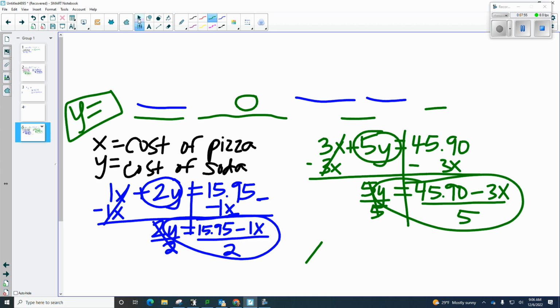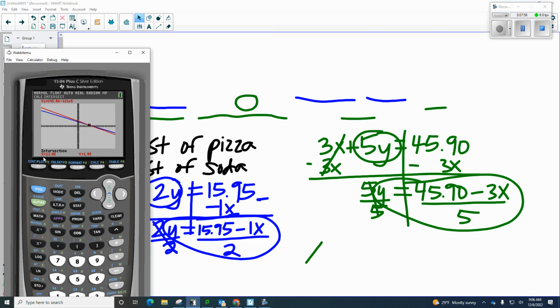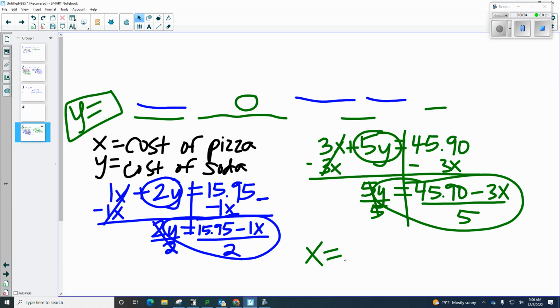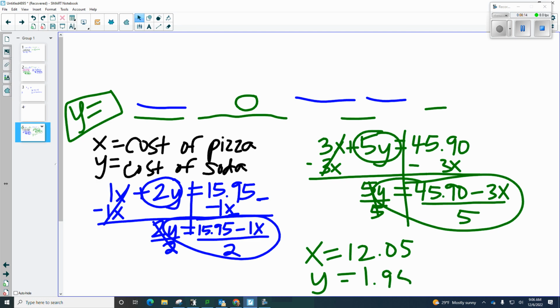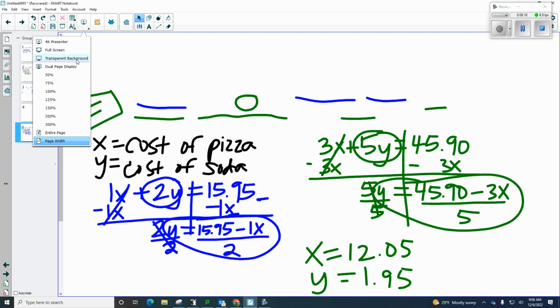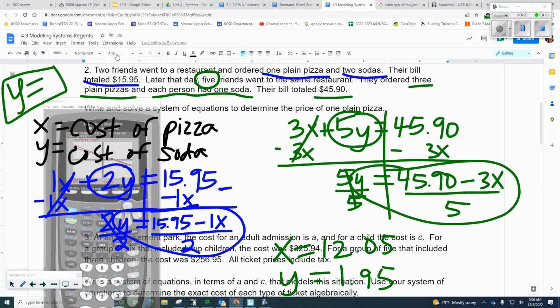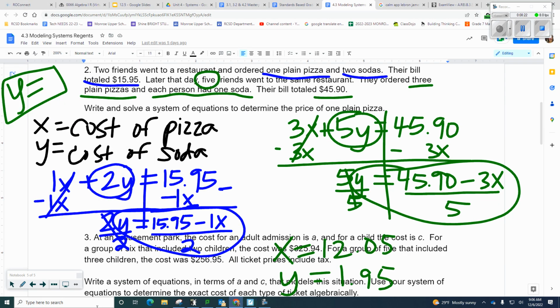My calculator went away. I want that to stay up. See how it says here X equals 12.05? And then it says Y equals, let me go back real quick. Y equals 1.95. Okay, now if I put this back on the problem, we'll get the calculator to go away.